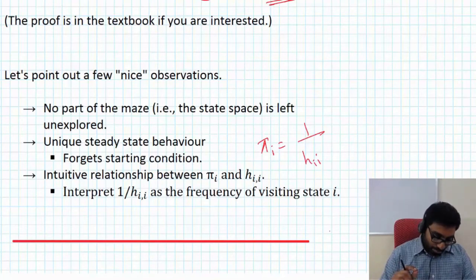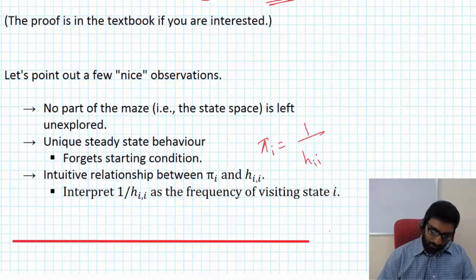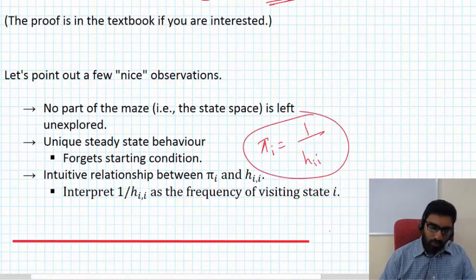And there's going to be a unique steady state behavior. Initial conditions are forgotten. So it doesn't matter how you start, eventually the Markov chain is going to end up in a steady state behavior. And there's a nice clean intuitive relationship between pi_i and h_i. That's pi_i equals 1 over h_i.